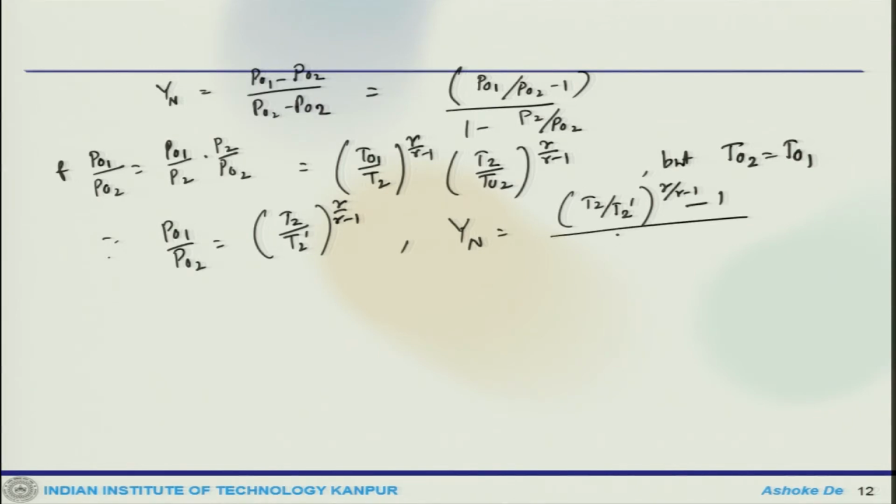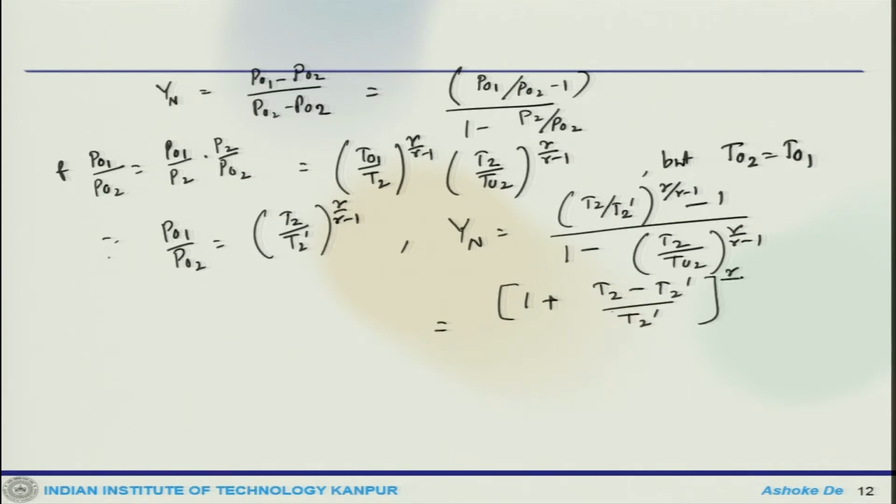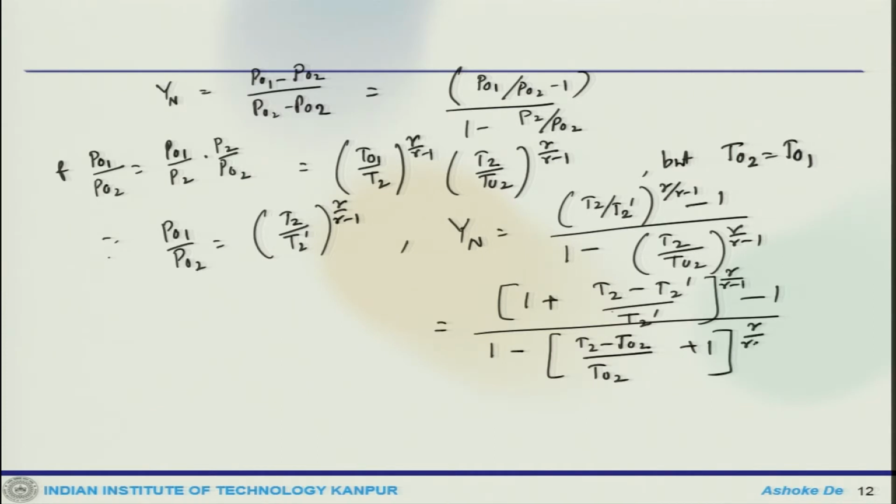Then we can write y n is T 2 by T 2 prime, minus 1, divided by T 2 by T naught 2 to the power gamma by gamma minus 1, which would be 1 plus T 2 minus T 2 prime, which is to the power gamma by gamma minus 1, and 1 minus T 2 minus T naught 2 by T naught 2 plus 1, which is to the power gamma by gamma minus 1.